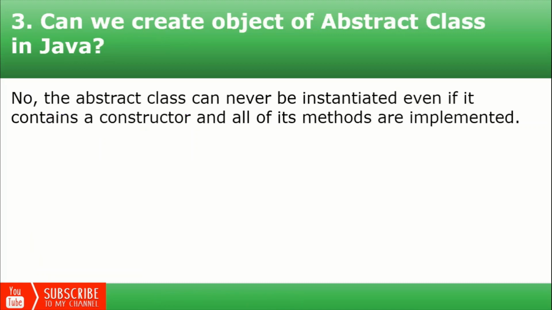Continuing with the OOPS concepts, the interviewer can ask you, can we create an object of an abstract class in Java? The answer to that will be no. An abstract class can never be instantiated, even if it contains a constructor and all of its methods are implemented. If it is declared as an abstract class, it cannot be instantiated. Abstract means it is incomplete.